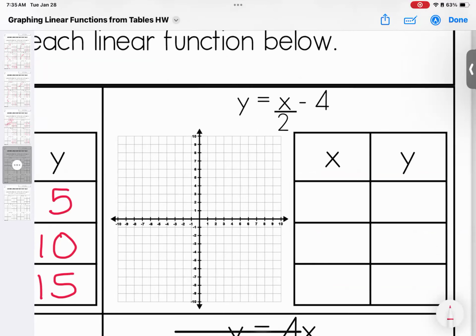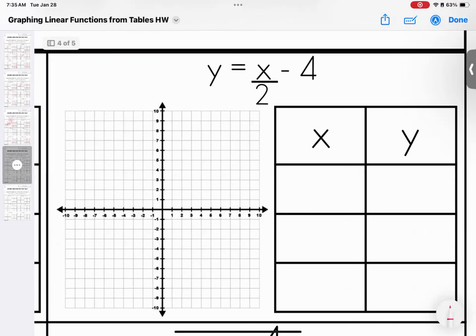Over here, your x divided by 2. We talked in class about how for some of them, choosing a specific type of number is going to make your life easier. This is a perfect example of where an even number is going to be easier because an even number divided by 2 always gives you a whole number. So let's do 4, 6, 8.